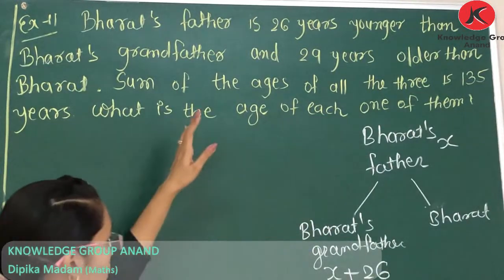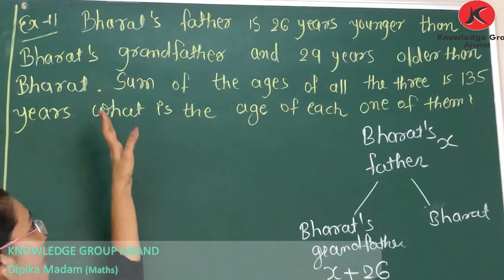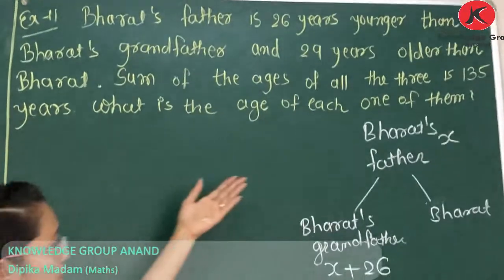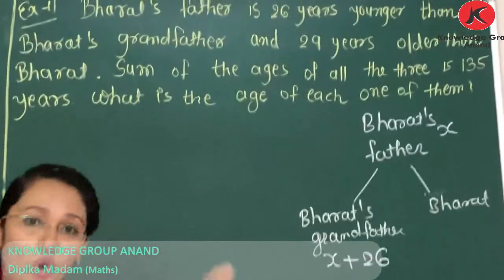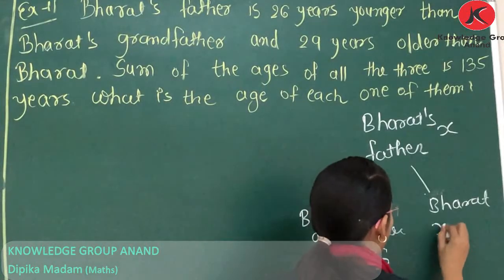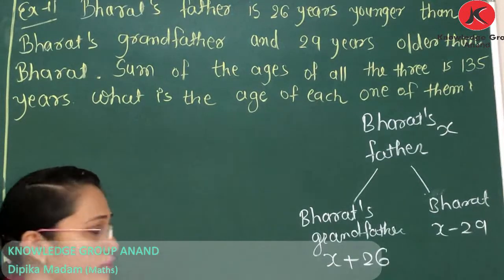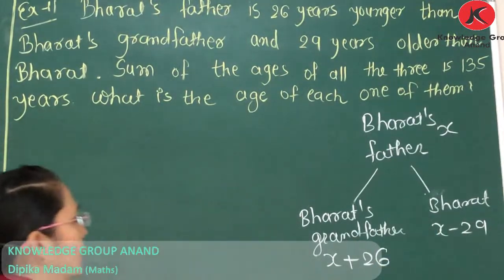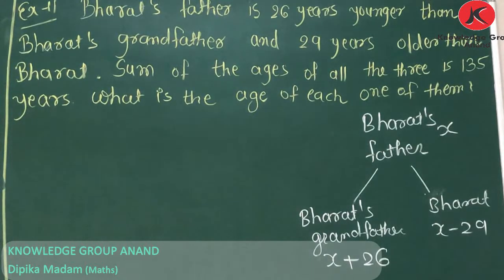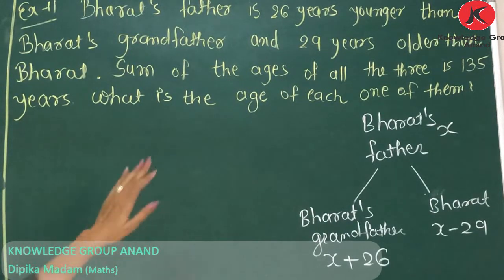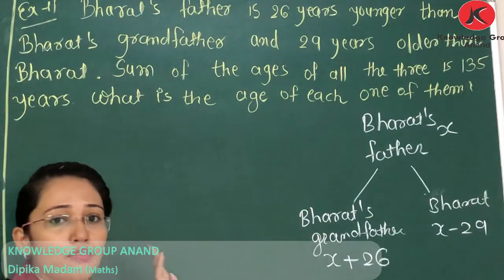Now the next relation is 29 years older than Bharat. The father is 29 years older than Bharat. Means we need to subtract 29 from the father's age for Bharat, because Bharat is 29 years younger, that's why we can write x minus 29. The sum of the ages of all three is 135 years. What are the ages of each of them? Now what is the statement? Sum of their ages is 135. What is the addition of the ages of these three?